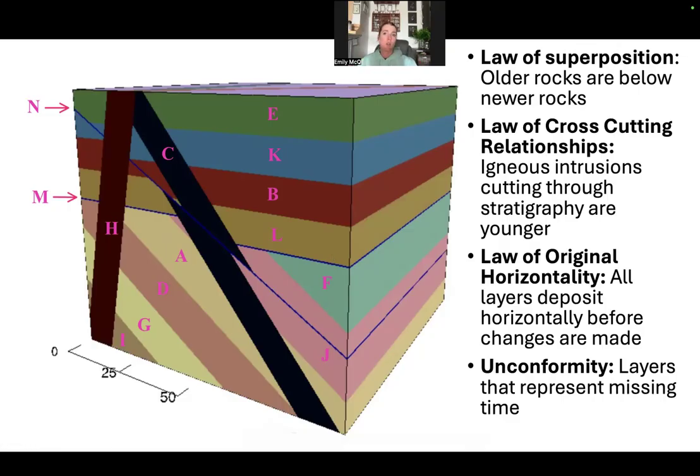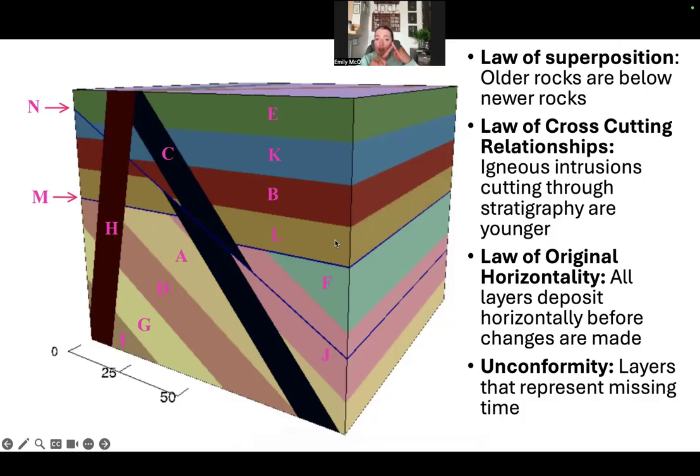We don't know how it was eroded. All we know is that this material was tilted and then it was cut off. It was eroded away. The environment then had to change to deposit L on top of this unconformity. So an unconformity is a layer that represents missing time, because stuff happened between F and L.